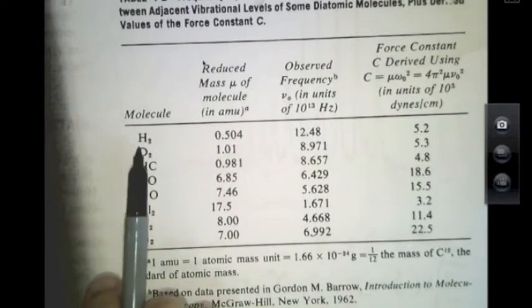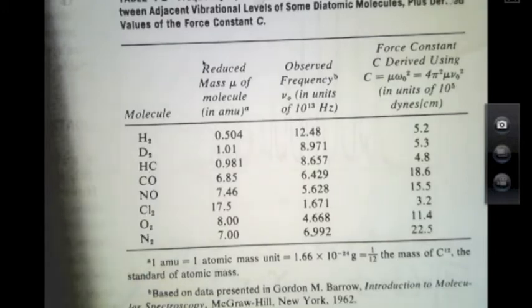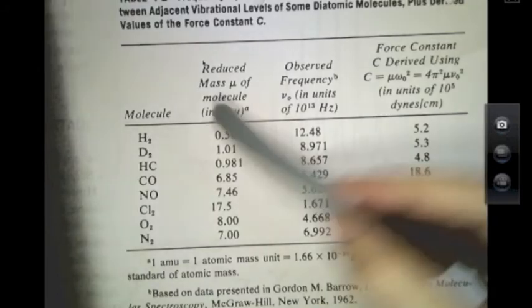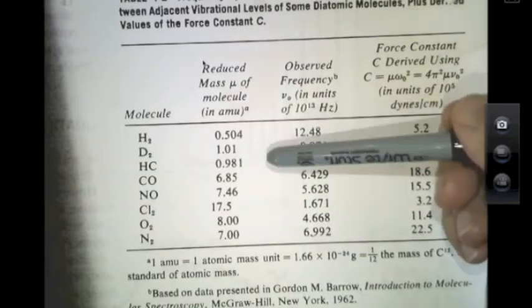So, for example, hydrogen is H2, two protons bound together. Deuterium, D2, is made of two deuterons. A deuteron is an isotope of hydrogen, which has a proton and neutron for each nucleus, and these are what's bound together. Notice that the reduced mass of these two things is literally a factor of 2 apart.